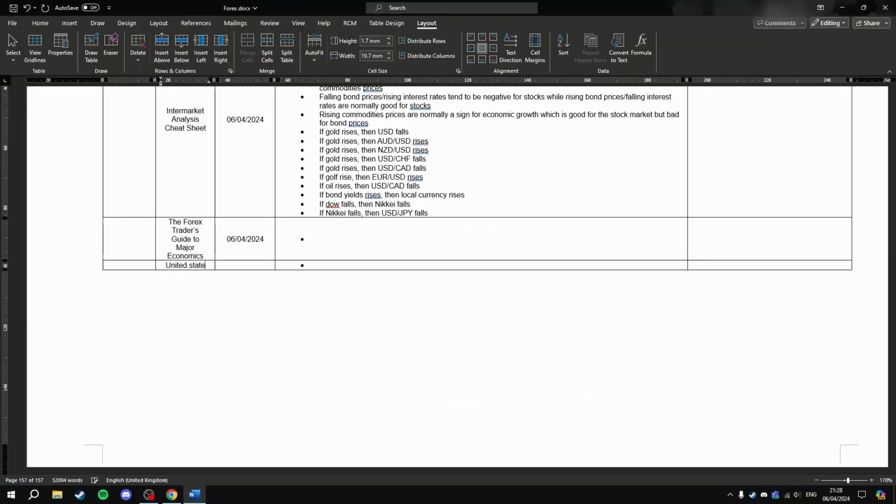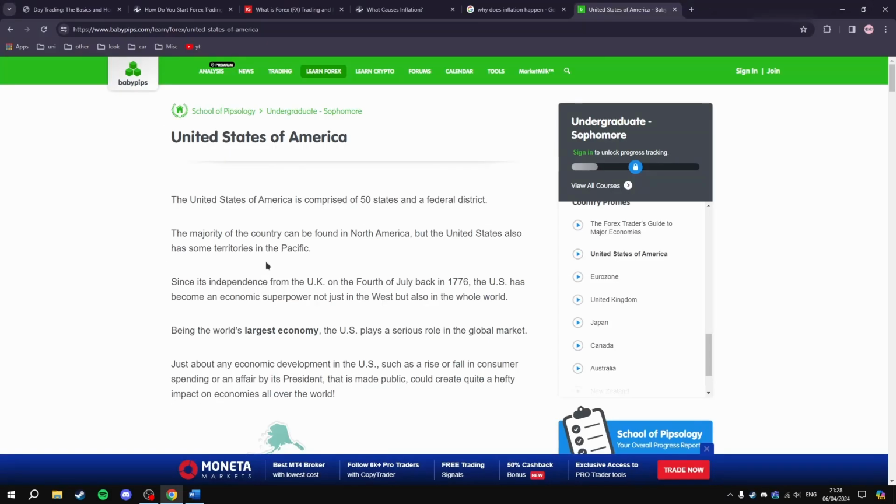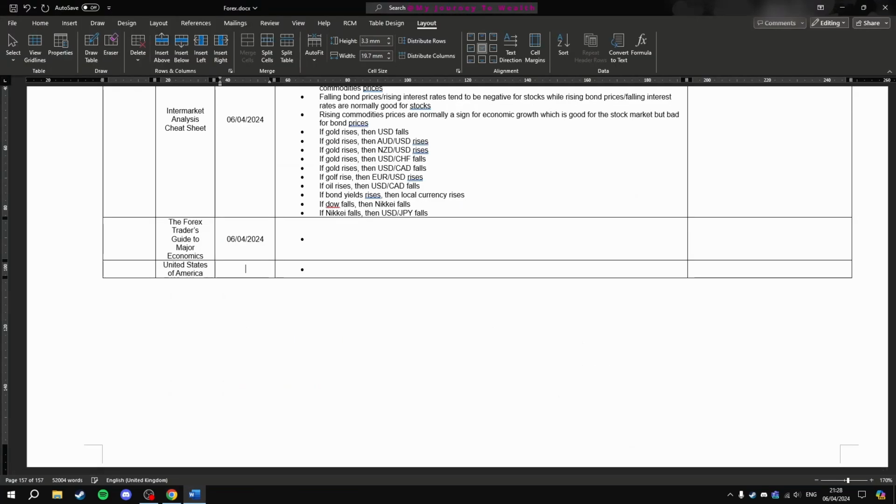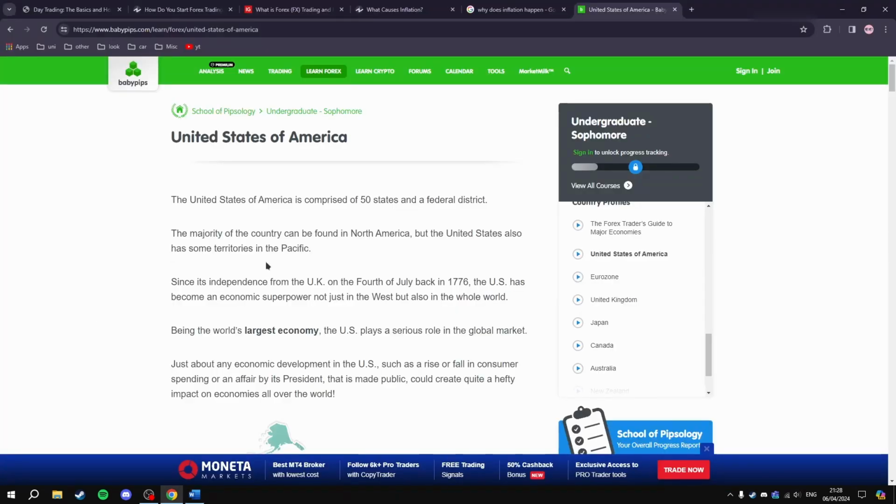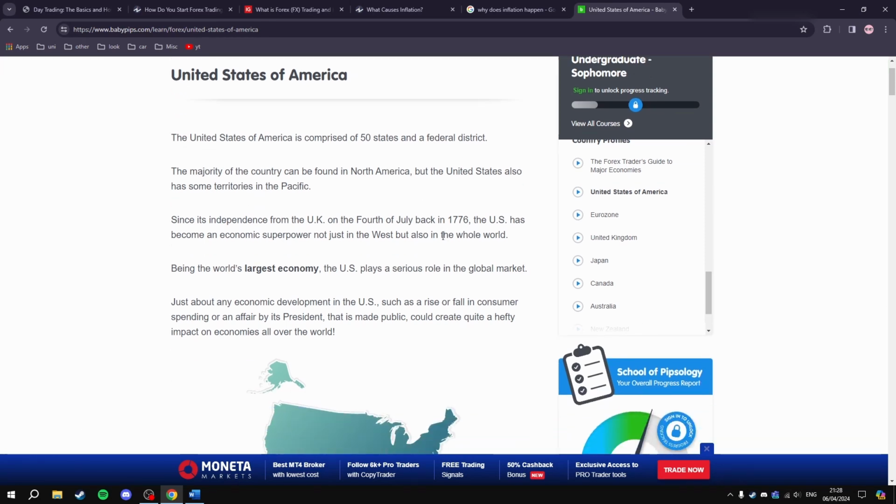United States of America. The United States of America is comprised of 50 states and a federal district. The majority of the country can be found in North America, but the United States also has some territories in the Pacific. Since its independence from the UK on the 4th of July back in 1776, the US has become an economic superpower not just in the West but also in the whole world. Being the world's largest economy, the US plays a serious role in the global market.